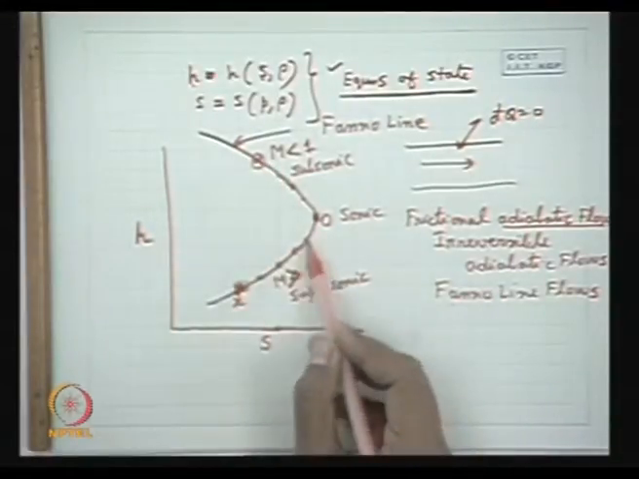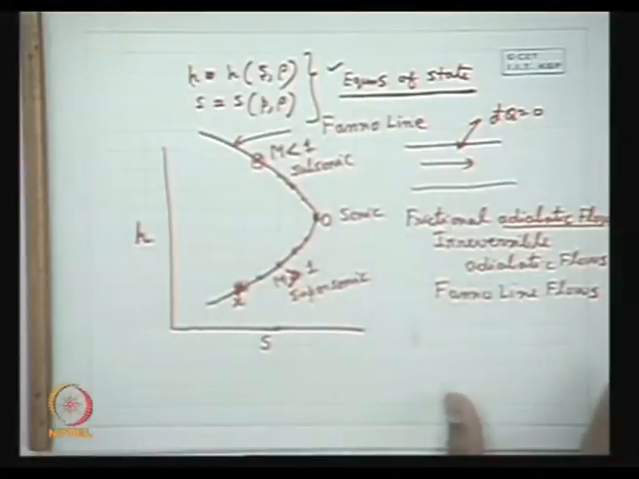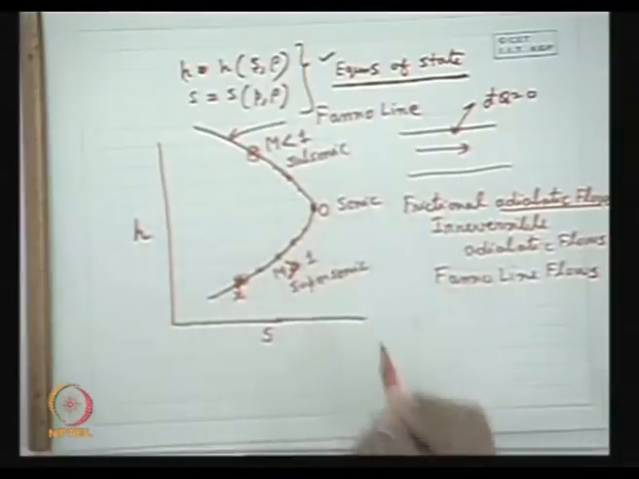So this is the physical explanation of this Fanno line. Now let us mathematically prove that at O the sonic condition is reached. So let us prove the condition at O.